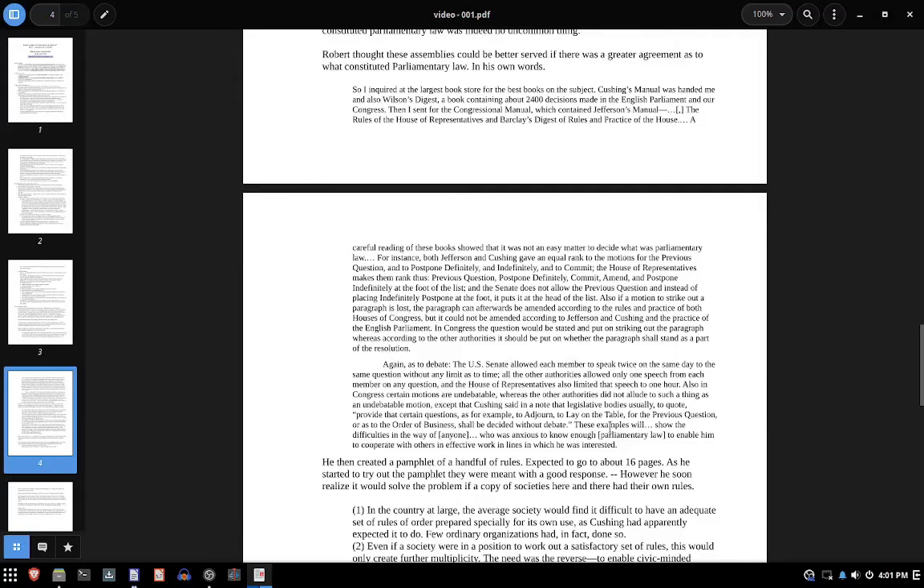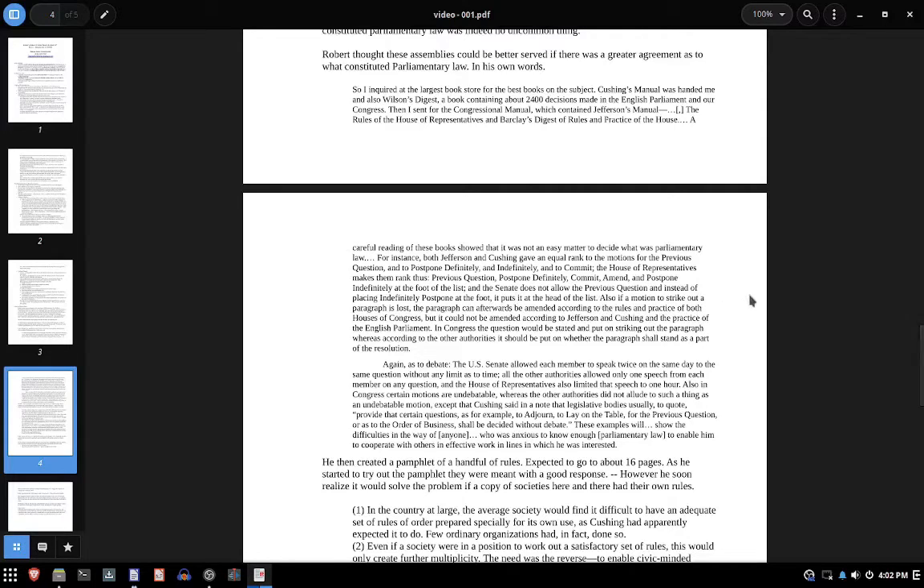A careful reading of these books showed that it was not an easy matter to decide what was parliamentary law. For instance, both Jefferson and Cushing gave an equal rank to the motion for the previous question and to postpone definitely and indefinitely, and to commit. The House of Representatives make them rank thus: previous question, postponed definitely, commit, amend, postponed indefinitely, at the foot of the list. And the Senate does not allow the previous question, and instead of placing indefinitely postpone at the foot, it puts it at the head of the list. So we have some motions that are allowed, some that aren't, and the order is a bit different.